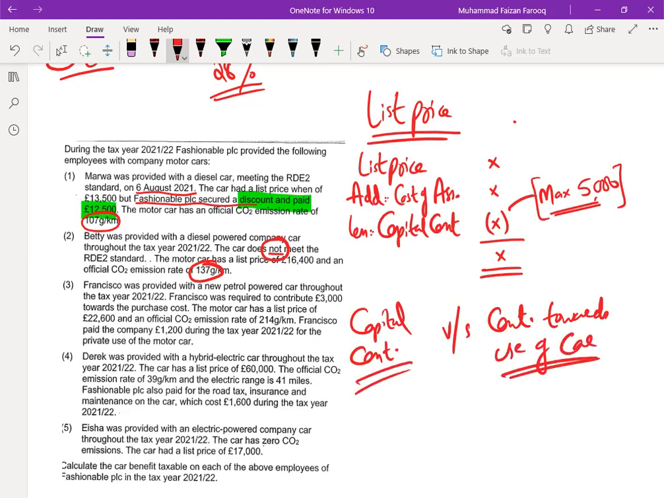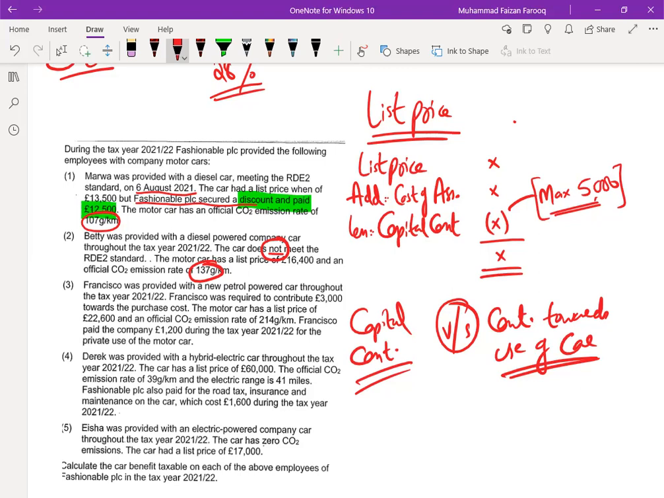Sir, we cannot distinguish. There are a lot of students of mine who can ask me this question, so I am telling you in advance. What is capital contribution and what is contribution towards use? Both are different. Capital contribution, if employee pays some amount at the time of purchase of a car, it's a capital expense.